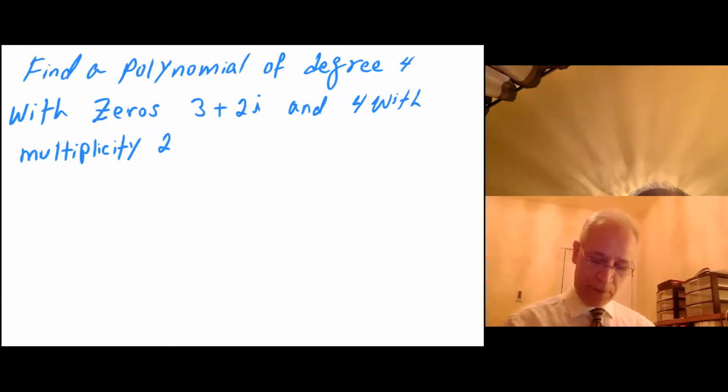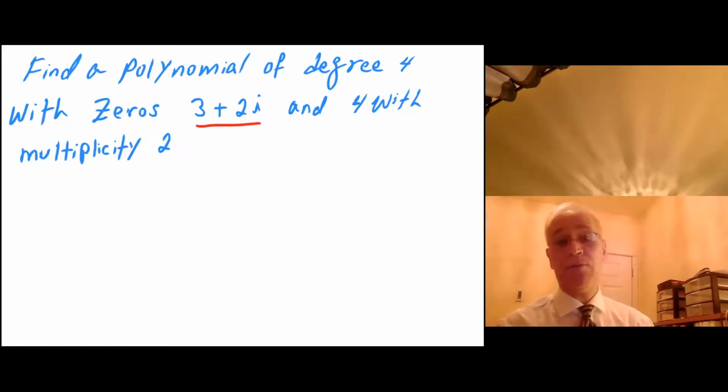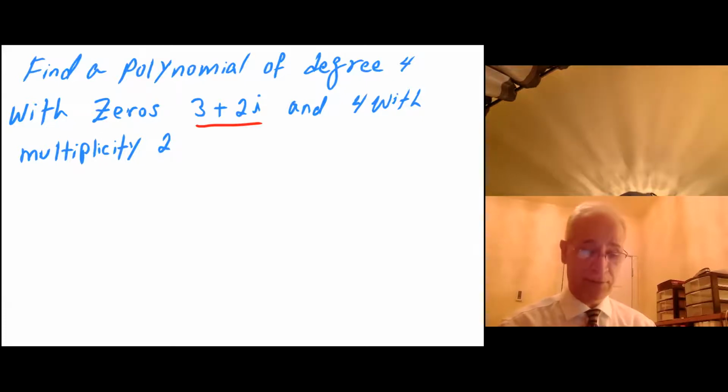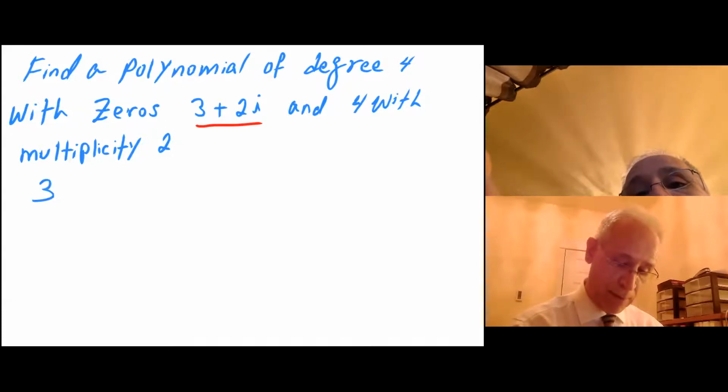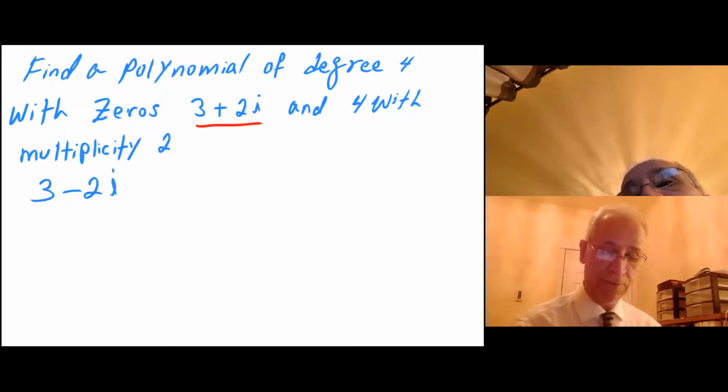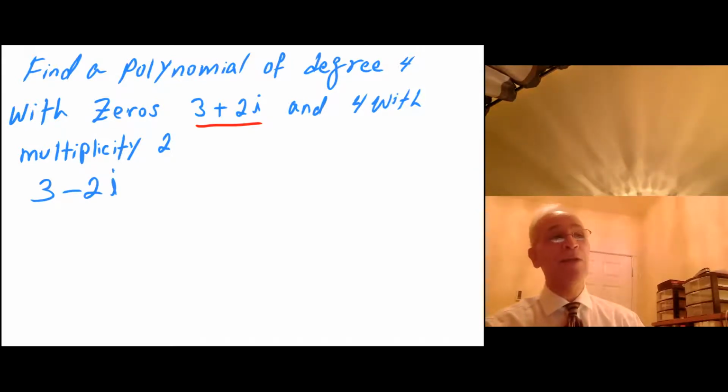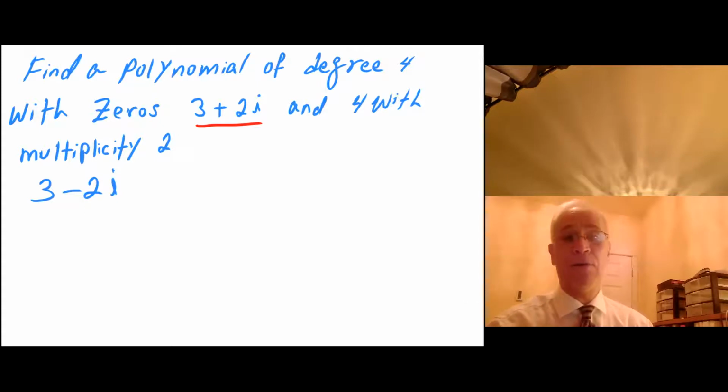So first of all, what does this 3 plus 2i tell me? I know that complex roots come in pairs. If a zero of 3 plus 2i is given, then I know that 3 minus 2i, its conjugate, is also a zero.